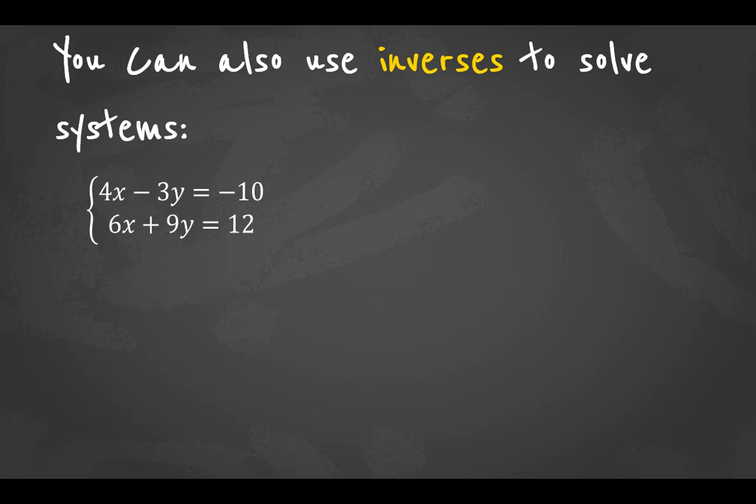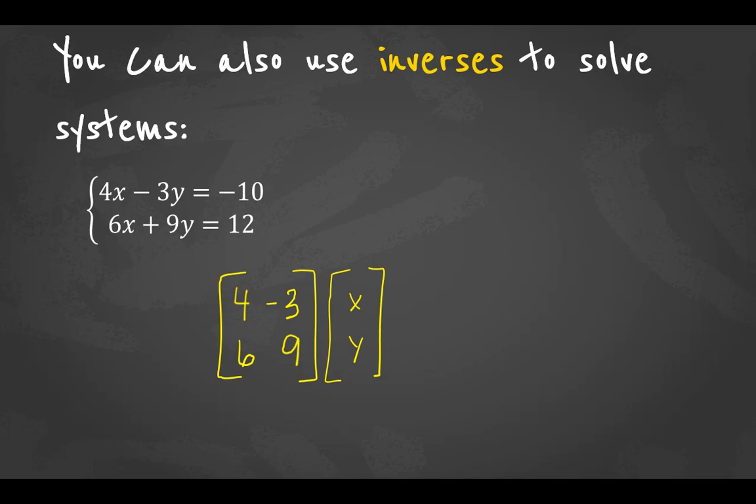This one is kind of fun. I like this one. We're going to do kind of the same thing that we did with Cramer's rule, okay? We're going to pull out the coefficients. But we're going to create a variable matrix with our variables, and they just go right in order, x and y.